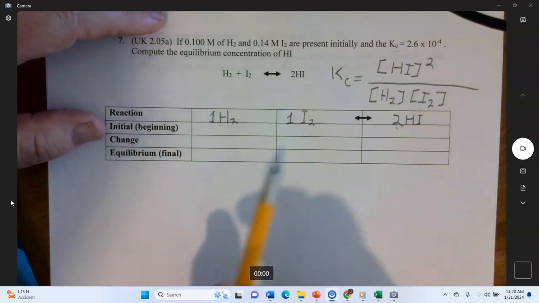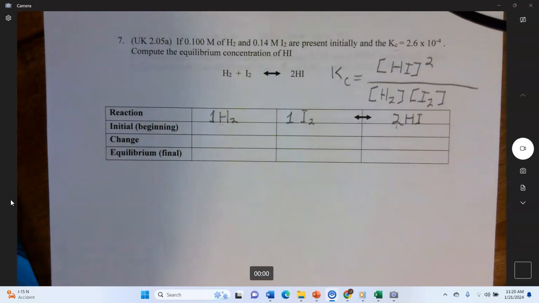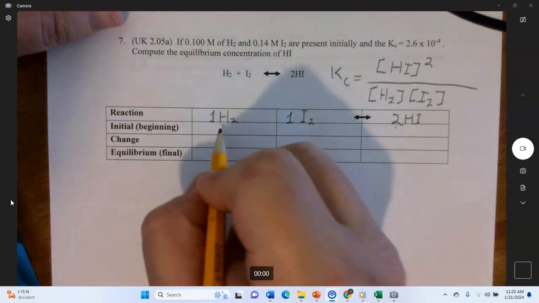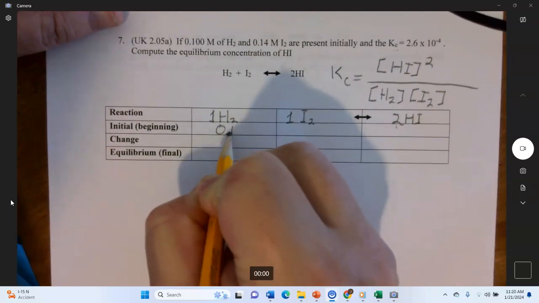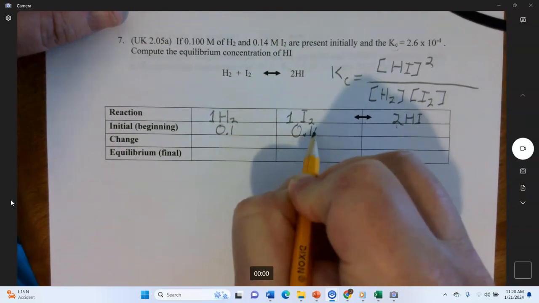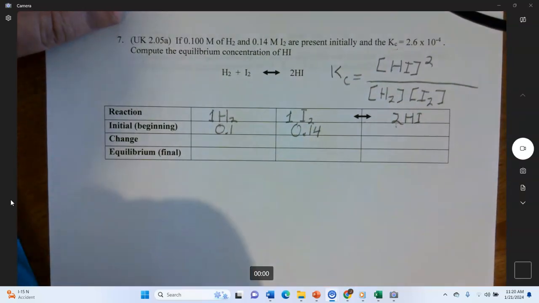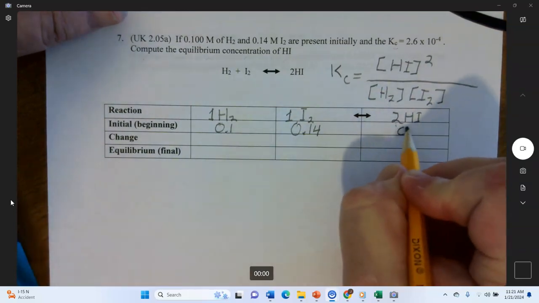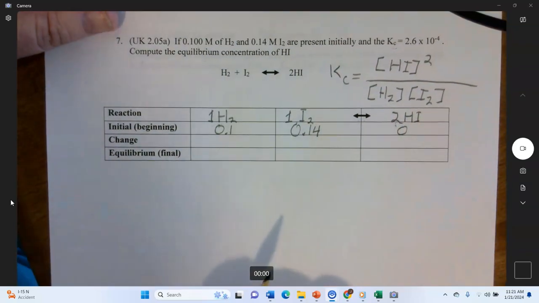So that's the law of mass action. Okay, so let's start figuring out what we can figure out. It's like a little algebra puzzle. It says the initial for H2 is 0.1, and for I2 is 0.14. All right, and we don't know HI. It doesn't give us an initial, so we're going to put it as 0. You always do that if they don't give you an initial.